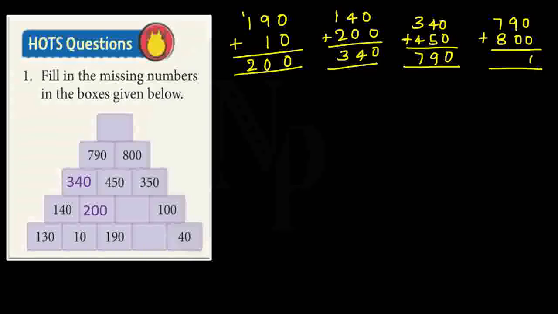0 plus 0 is 0. 9 plus 0 is 9. 7 plus 8 is 15. 1590 should be written in this box. 1590.